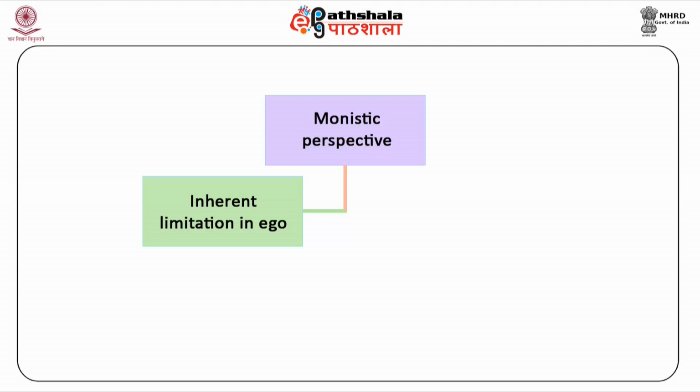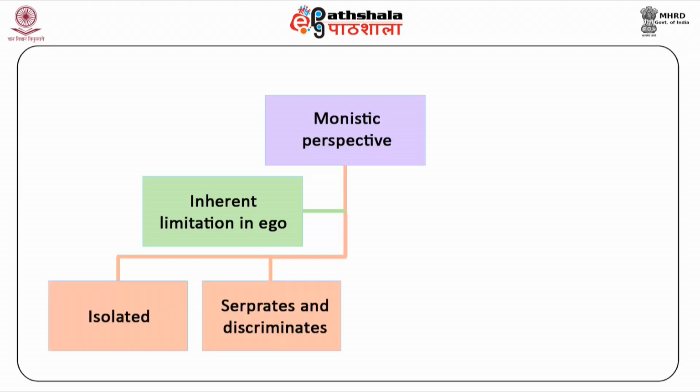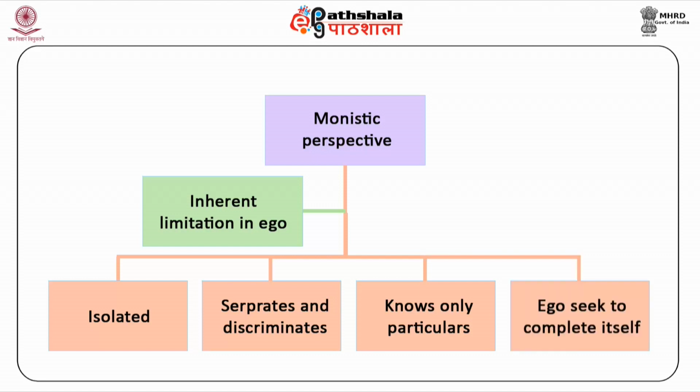Jung wrote, "All ego consciousness is isolated because it separates and discriminates. It knows only particulars. Its essence is limited." One who identifies with the limited I, with its artificial boundaries and distinctions, will inevitably experience a sense of isolation, of loneliness, and a longing for all that has been defined as outside. The ego seeks to complete itself.